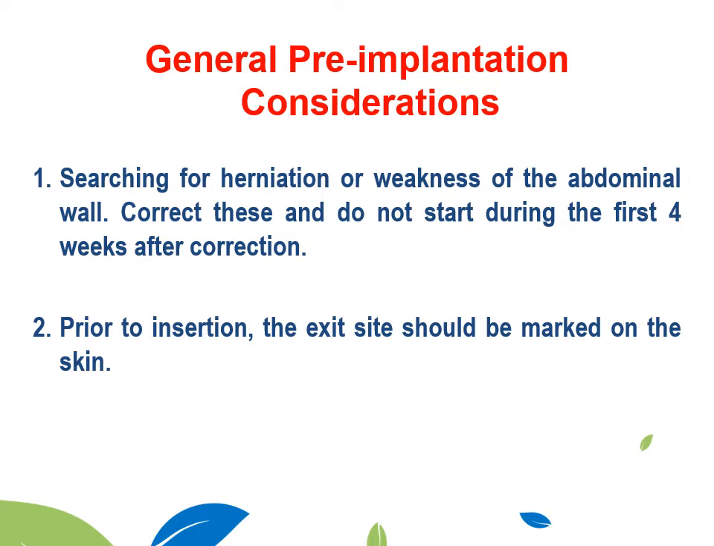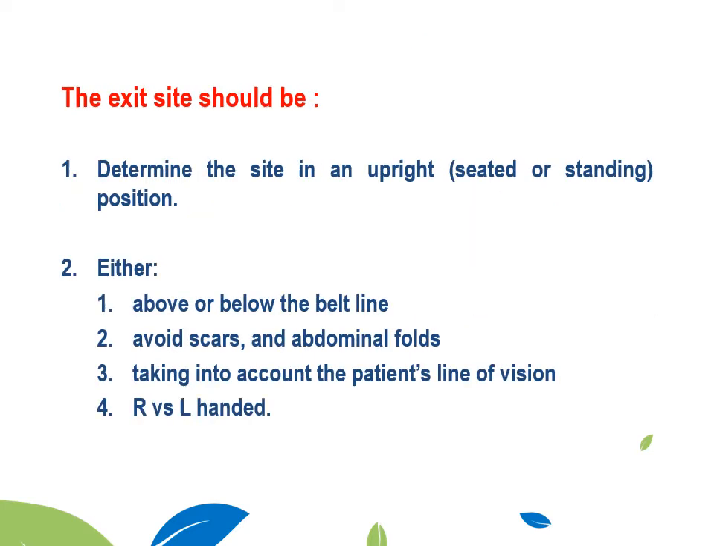Okay, do we have any consideration in general just prior to implanting a catheter? Yes. First, you have to check for any herniation, any weaknesses in the abdominal wall. If the patient has any hernia or any weakness, it should be corrected at least 4 weeks before the procedure. And prior to the insertion, the skin should be marked for the exit site. You should mark your exit site on the tummy of the patient before the insertion.